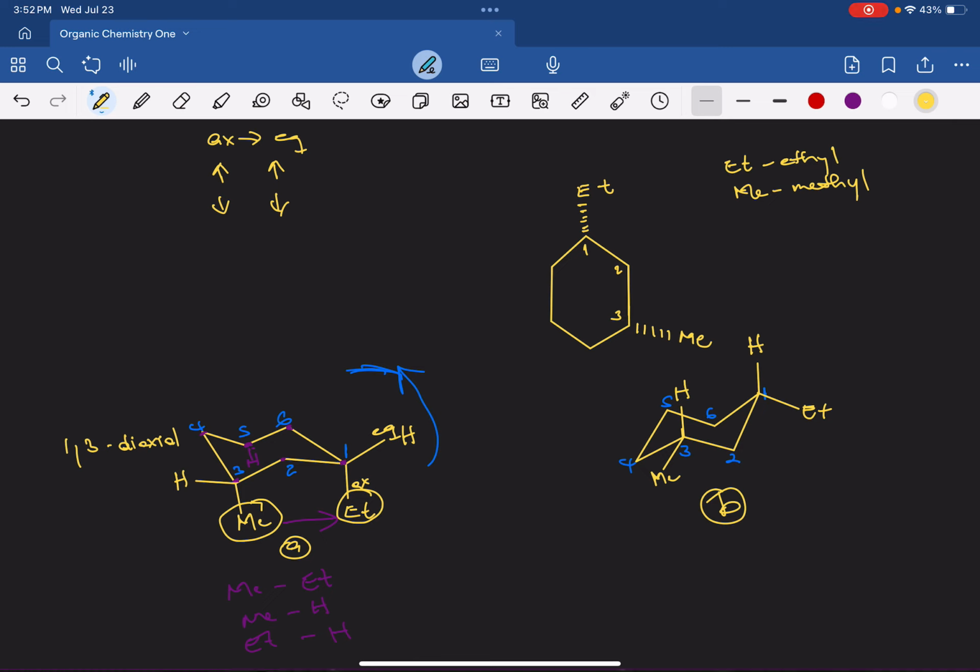Let's move over to B. In B, my groups that are not hydrogen are not in the axial position. For 1,3-diaxial interaction, it's in the name, it must be in the axial position. These are in the equatorial position. So ding, ding, ding, ding. Guess which chair is the most stable? This is your most stable chair. Now you're a pro. You can answer these questions.